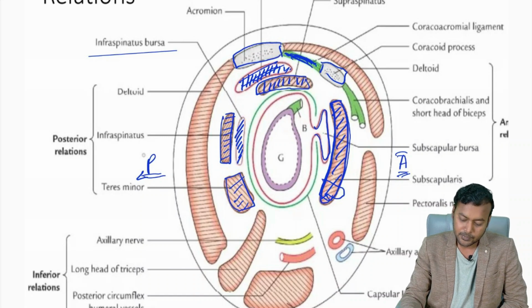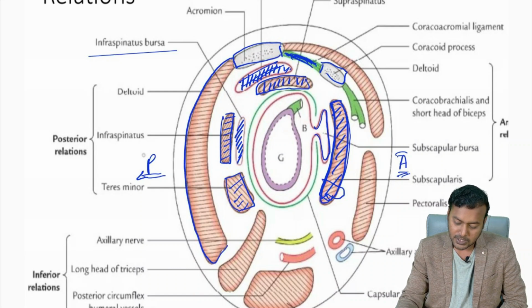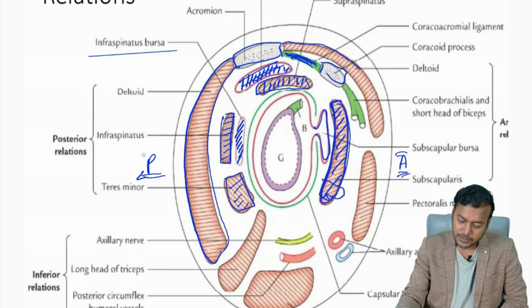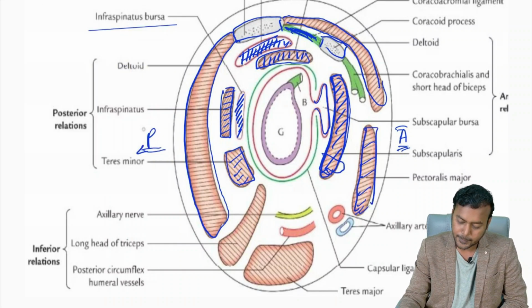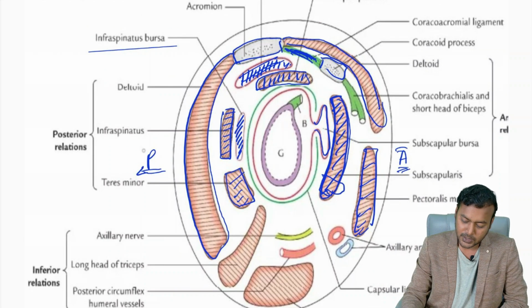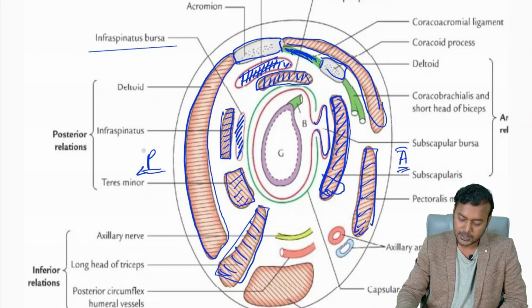Apart from that, we know from the acromion process we have the origin of this large muscle, that is the deltoid. Here you can see the fibers of deltoid. In front of the subscapularis, this muscle which you can see is the pec major, or the pectoralis major. And inferior to the joint, what are the relations? You have the long head of triceps. So inferior relations, you have the long head of triceps and the teres major muscle.